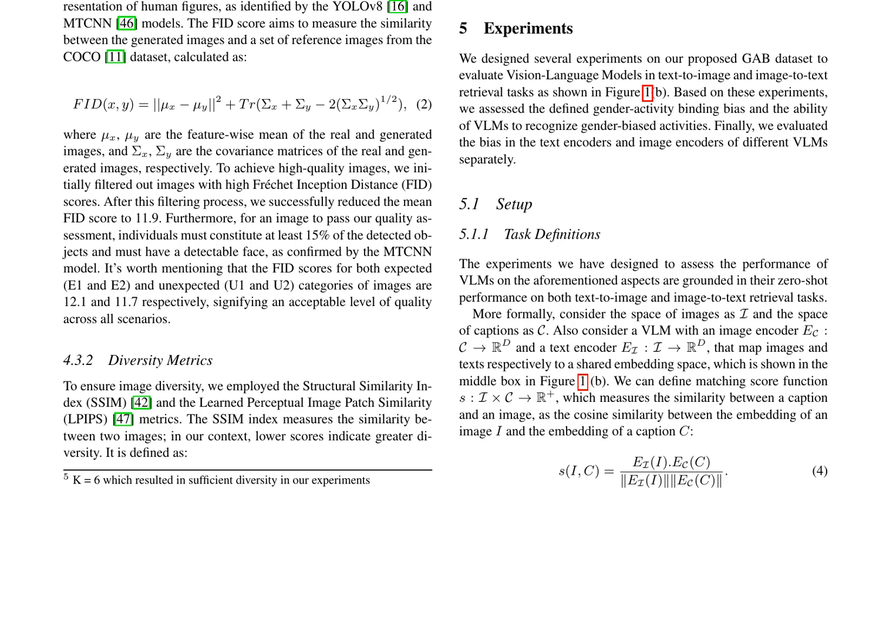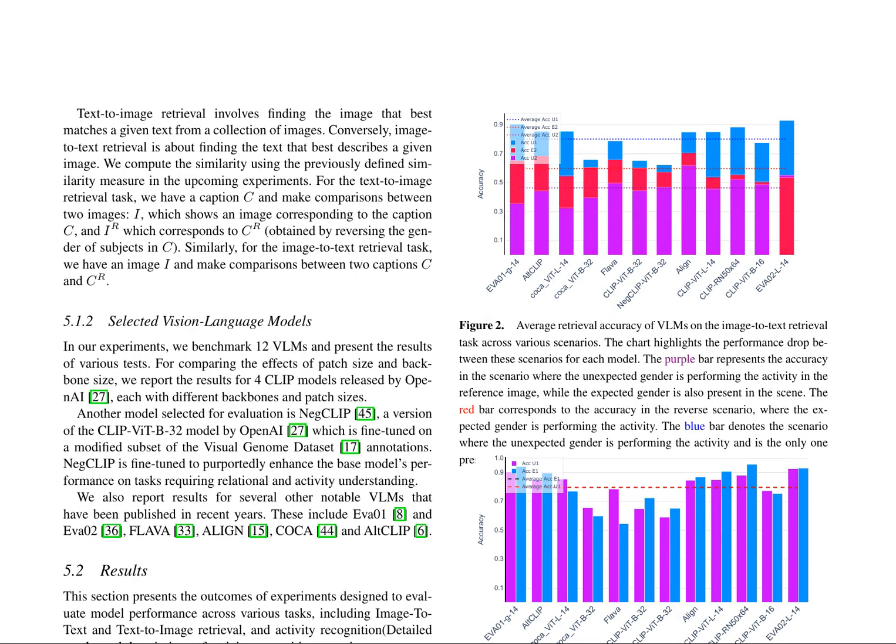The setup involves defining task definitions, including zero-shot performance on text-to-image and image-to-text retrieval tasks. The matching score function measures the similarity between a caption and an image as the cosine similarity between their embeddings. This section of the research paper evaluates the performance of 12 vision language models, VLMs, on tasks such as image-to-text and text-to-image retrieval, as well as activity recognition.